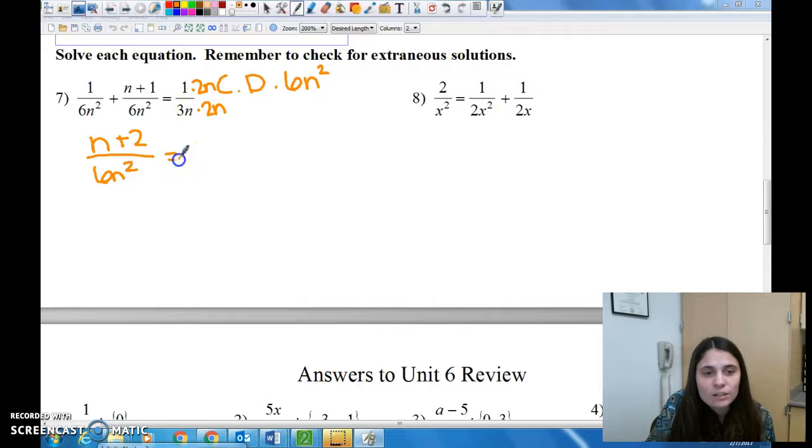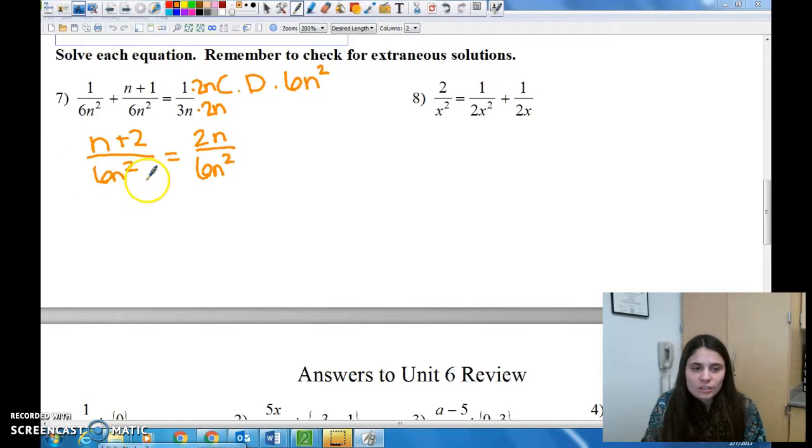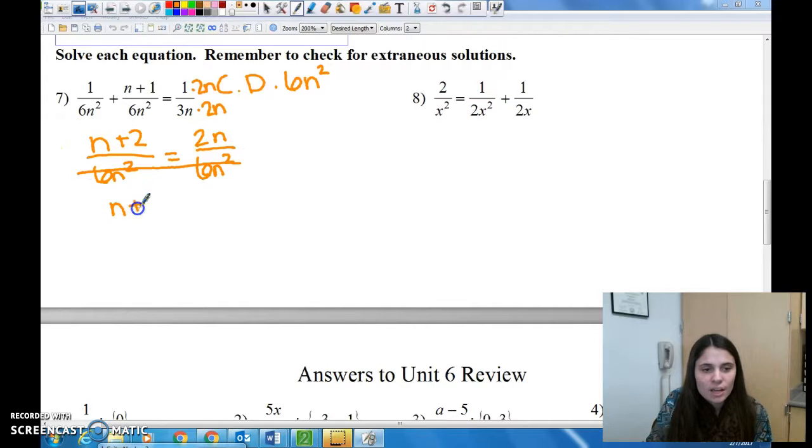And then this side is equal to 1 times 2n is 2n. 3n times 2n is 6n squared. So now that my denominators are the same, they're going to just end up canceling out, because if I multiply both sides by 6n squared, these cancel. So I just have n plus 2 equals 2n.